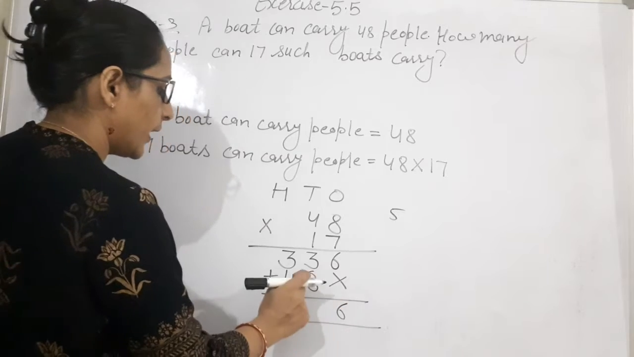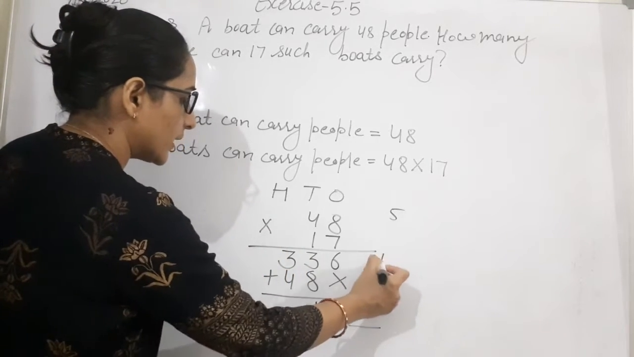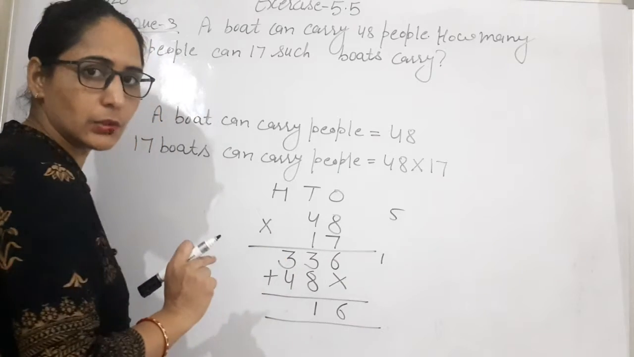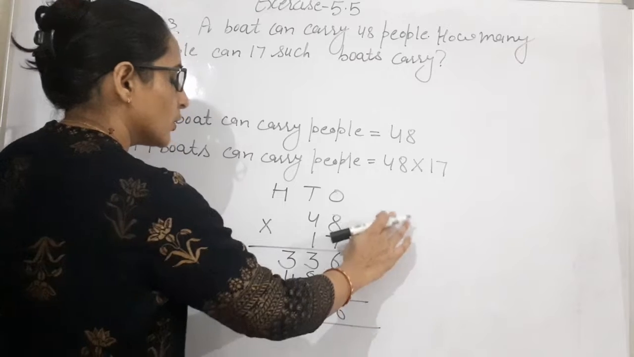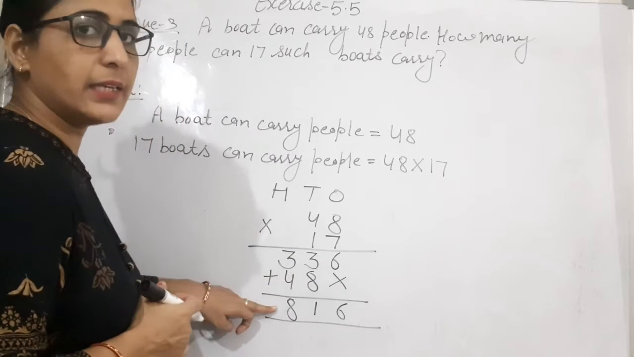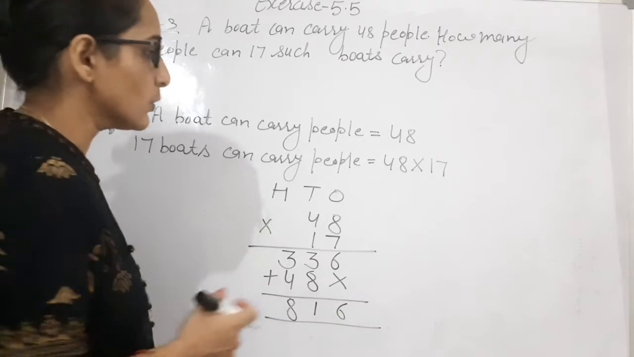Here is 6. 8 plus 3 equal to 11. So we write 1 here, 1 is carry. 4 plus 3 equal to 7. 7 plus 1 equal to 8. Clear? So how many people can carry in 17 boats? That is 860. Clear? So you write here.